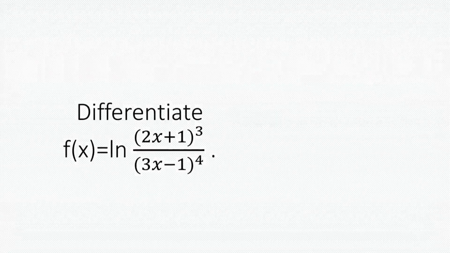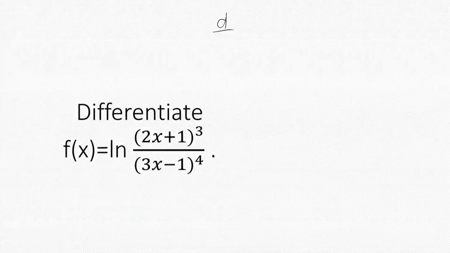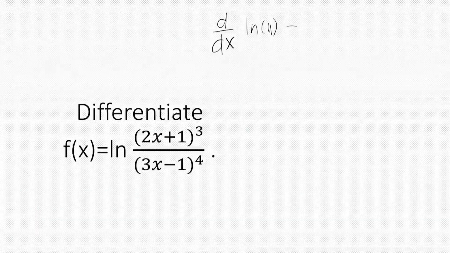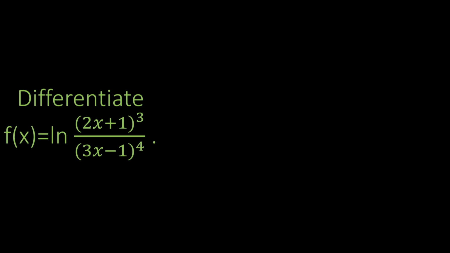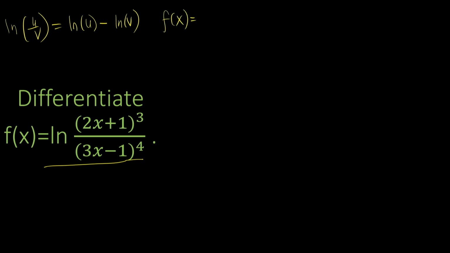So, differentiate ln of (2x plus 1) raised to 3 over (3x minus 1) raised to 4. So, pag meron tayong natural logarithmic function, kukunin natin yung derivative niya. So, yung formula for that is derivative of ln u is equal to 1 over u times derivative of u. Okay? So, dito sa type ng function na to, pwede natin apply yung logarithmic property na ln of u over v, pwede natin silang paghiwalayin as ln u minus ln v. Okay? So, bago natin kunin yung derivative niya, i-apply muna natin yung property na yun. So, ln (2x plus 1) raised to 3 minus ln (3x minus 1) raised to 4.